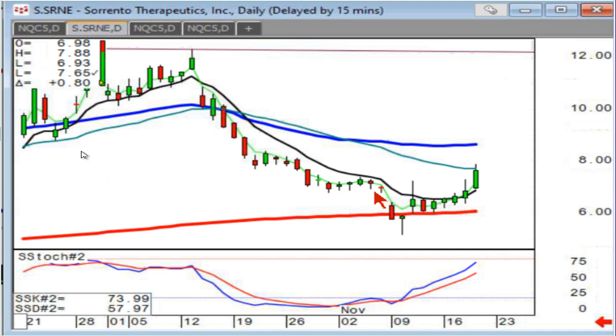SRNE, well, there was your bearish kicker signal. There was your buy signal right off the 200. There was your confirmation to be buying. I would suspect your first target is the 50-day moving average.